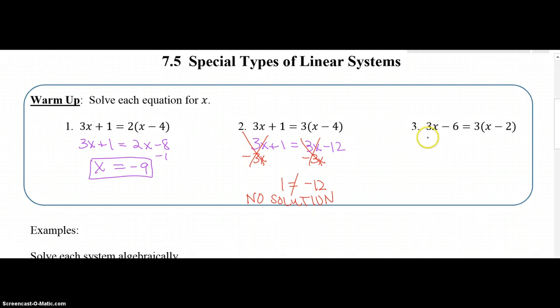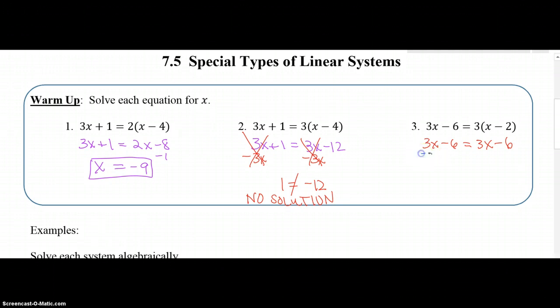But if you look at number 3, 3x minus 6 equals, distribute, 3x minus 6. It makes sense that no matter what you plug in, it's going to work because it's the same exact thing on both sides. 3x minus 6 equals 3x minus 6. But let's look at it algebraically here.